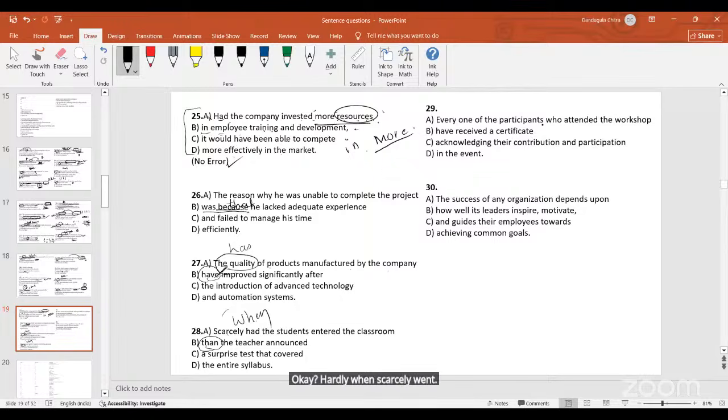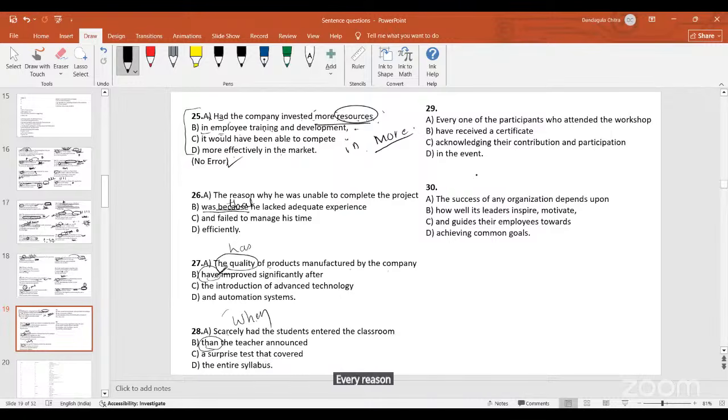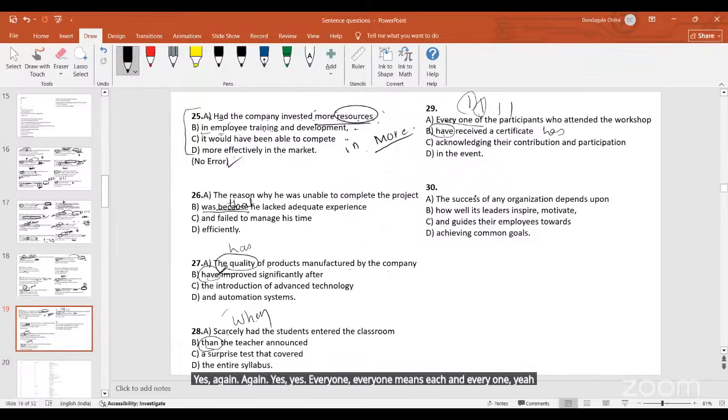Every one of the participants who attended the workshop have received a certificate acknowledging their contribution and participation in the event. Error is in option B, sir. "Has received a certificate". Yes, has. Everyone means each and every one, an individual person. So has.